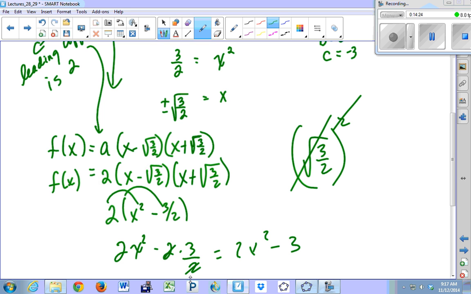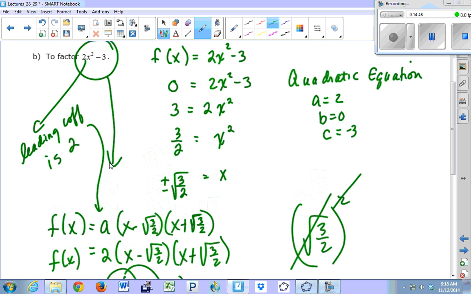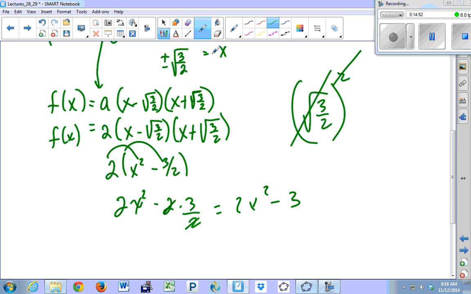So all the ideas work even with yucky looking numbers, like irrational numbers, okay? All the ideas are still the same. You go through the same process. You solve your equation for 0. You find what values of x make your function 0. You throw them into factored form, and then the a outside is exactly the same as the a in your polynomial function right here.